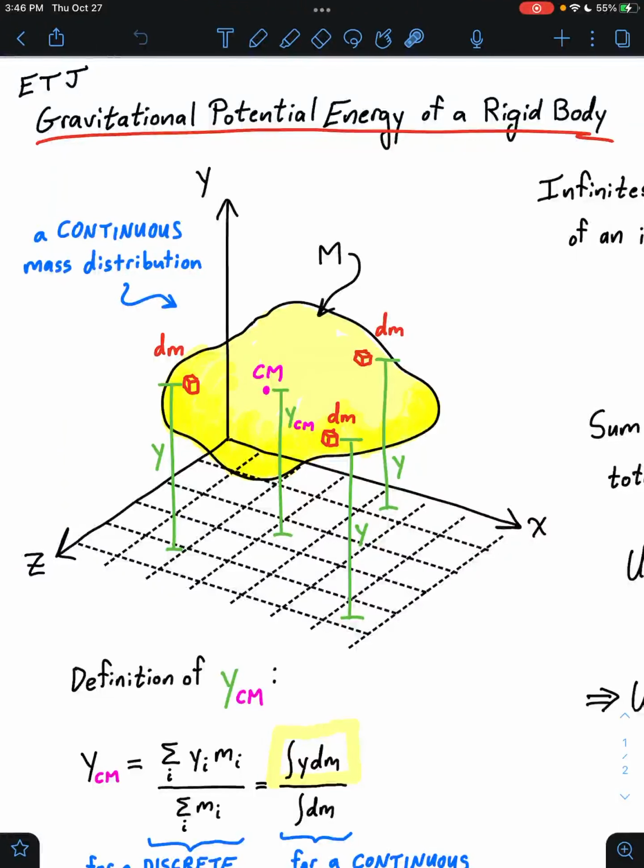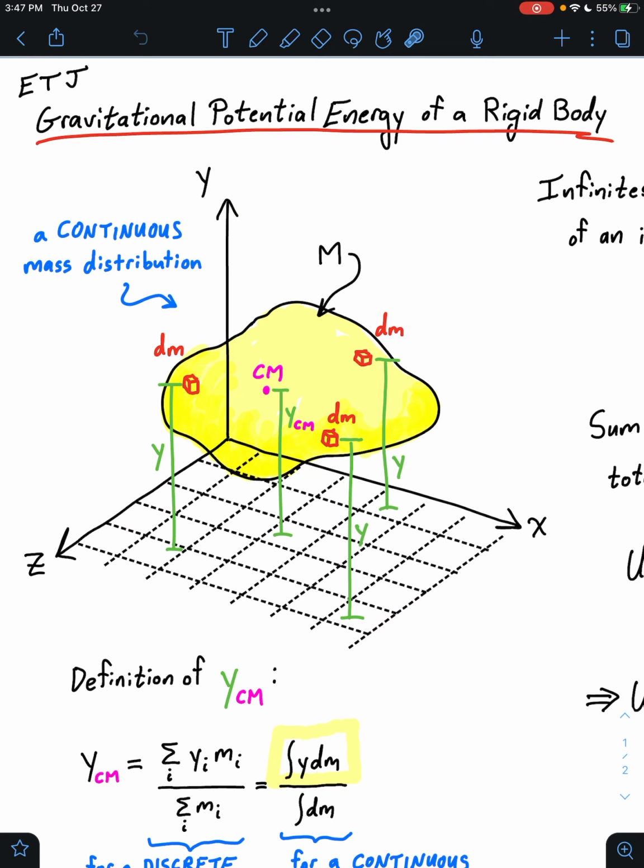We would like to have an expression for the gravitational potential energy of a rigid body represented by a continuous mass distribution, such as this body here, this lump of matter with an arbitrary shape taking up a volume in this three-dimensional space. So I've placed it above the xz plane, and we'll let y be the vertical direction such that y equals 0, our reference plane, is down here.